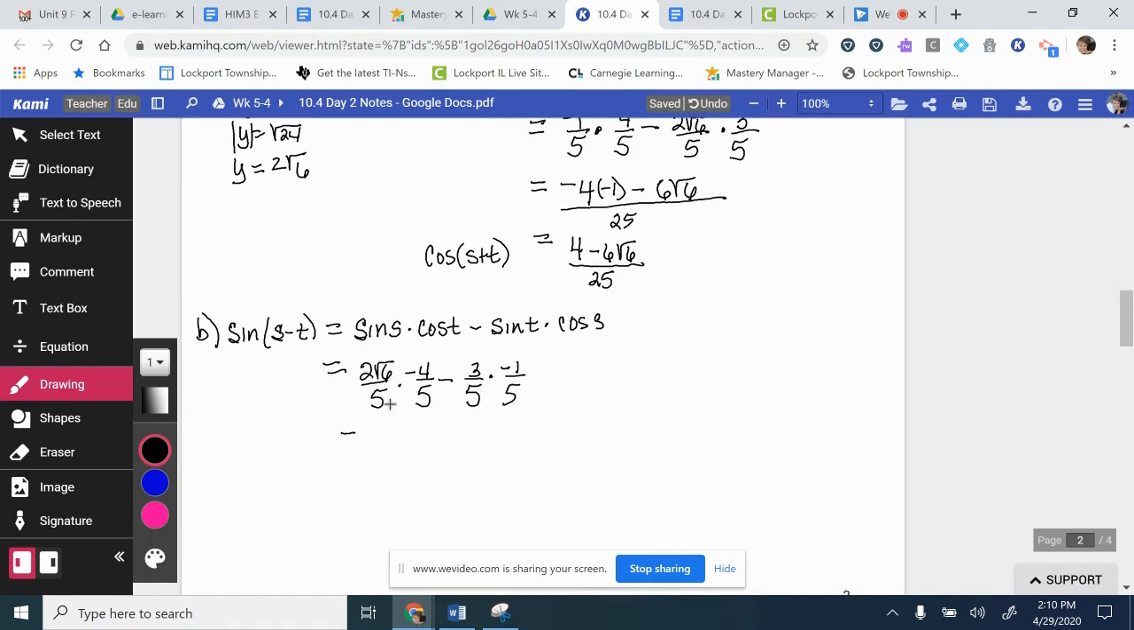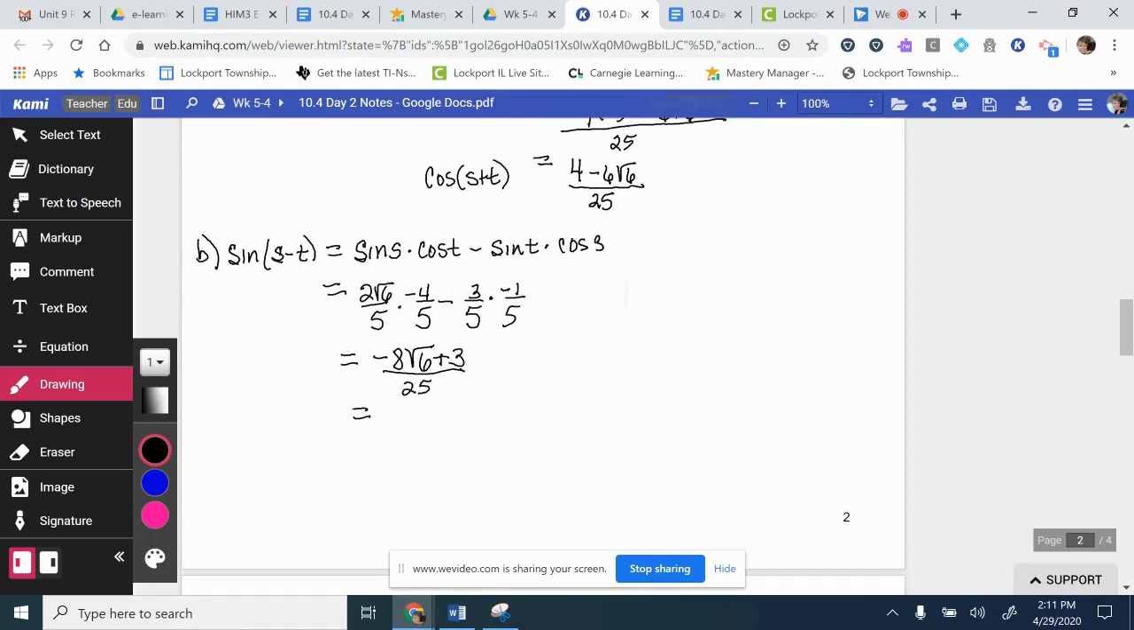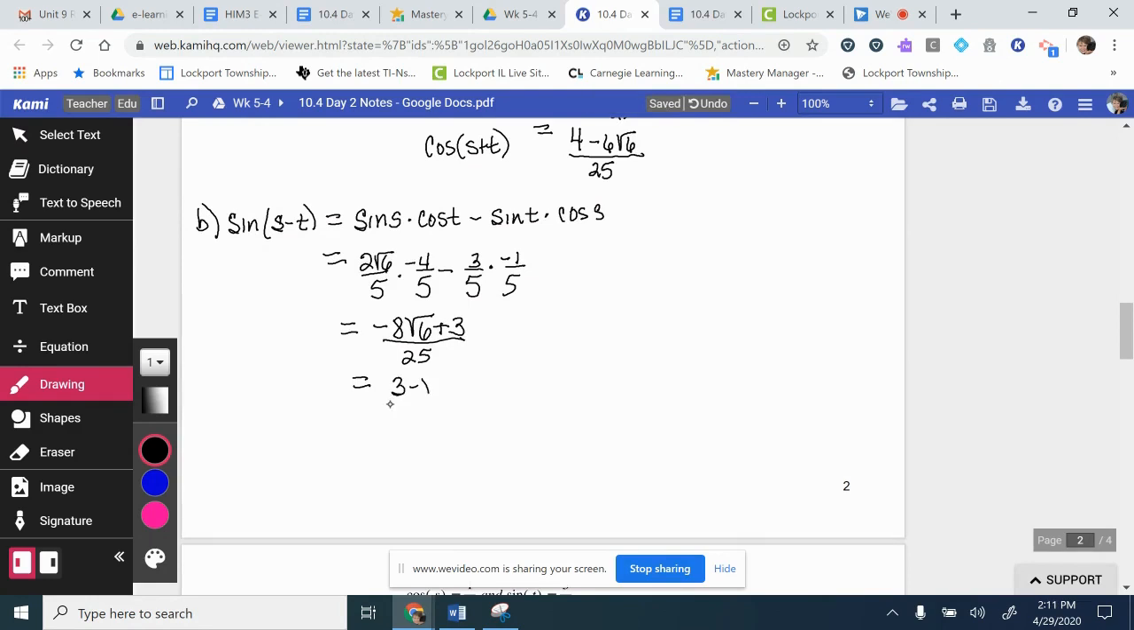So then we will end up with -8 root 6 plus 3 over 25, or we may see it written 3 subtract 8 square root 6 over 25.